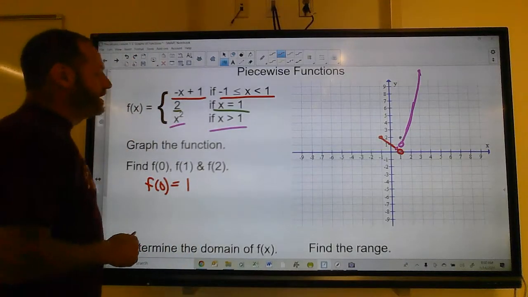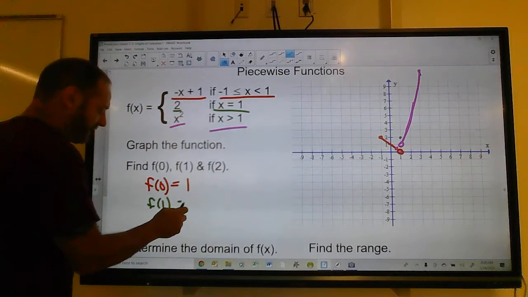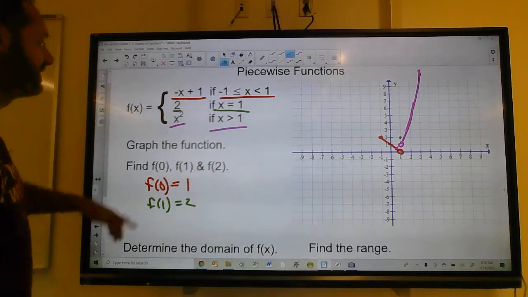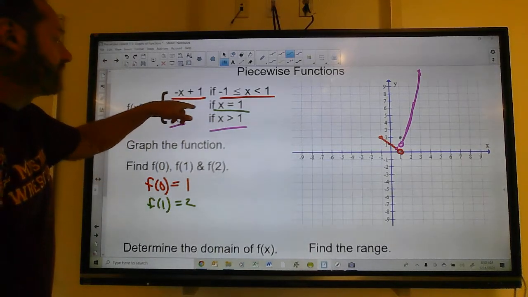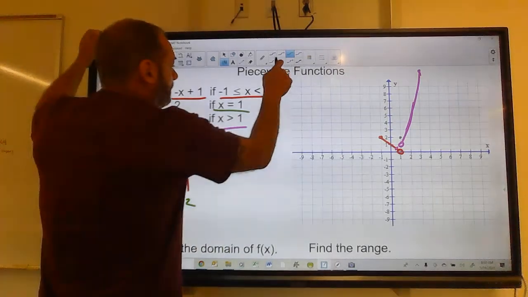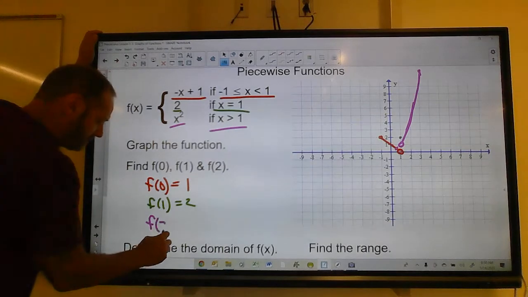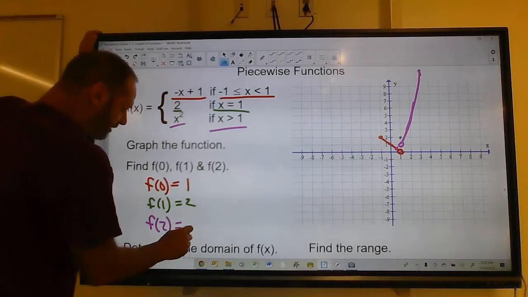Okay, f of 1, that falls in this part right here. That's just 2, because it tells me y is 2 if x is 1. And then f of 2, that falls in this because it's greater than 1. So that's 2 squared, which is 4.